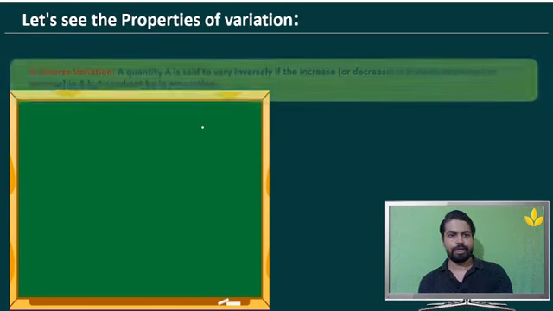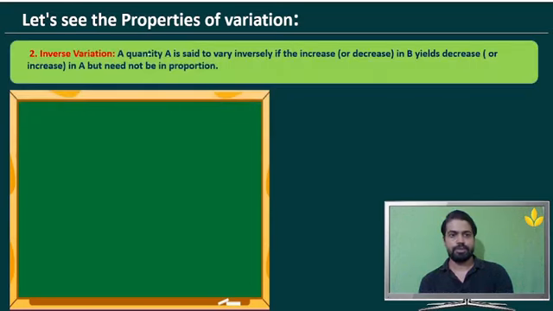So then you can understand now what is inverse variation. Quantity A is said to be varying inversely with B if an increase in B yields a decrease in A, or a decrease in B yields an increase in A.